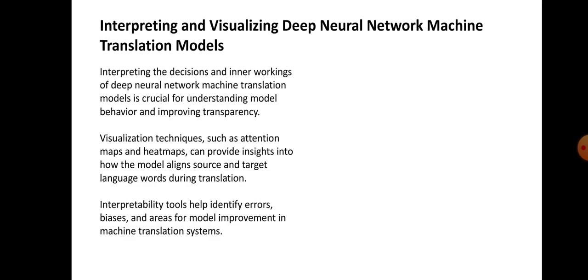Visualization techniques such as attention maps and heat maps are used for visualizing deep neural network machine translation models. Interpretability helps identify errors, biases, and areas for model improvement in machine translation systems.